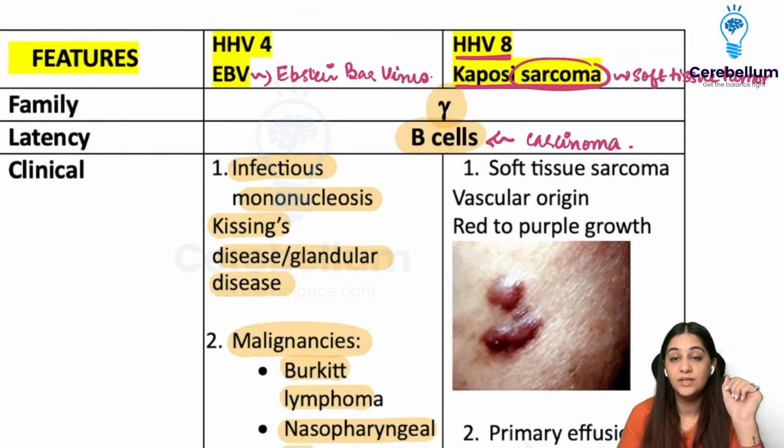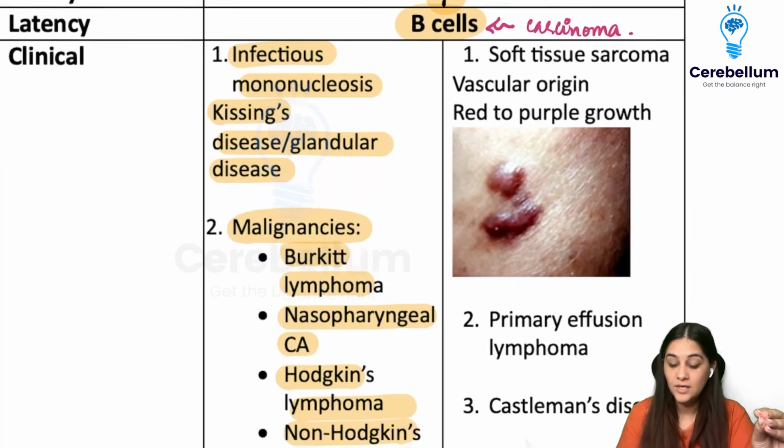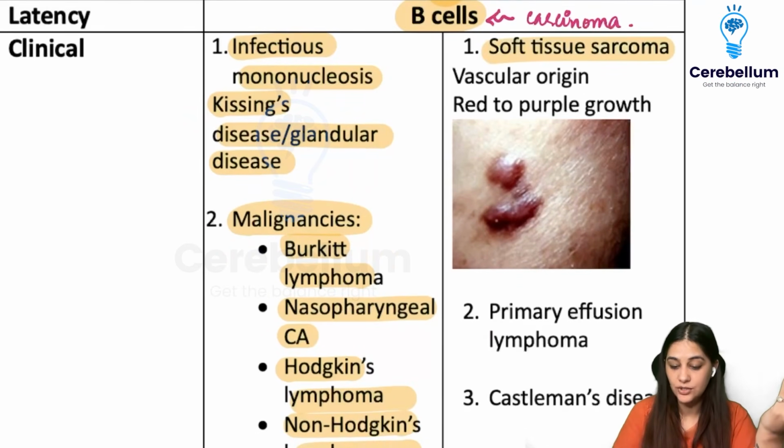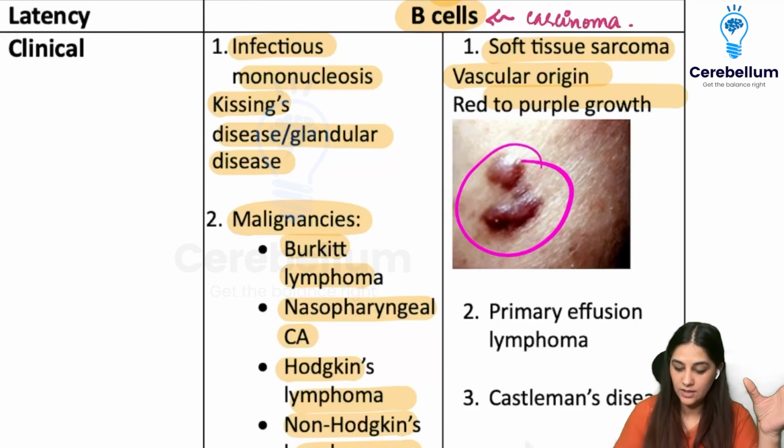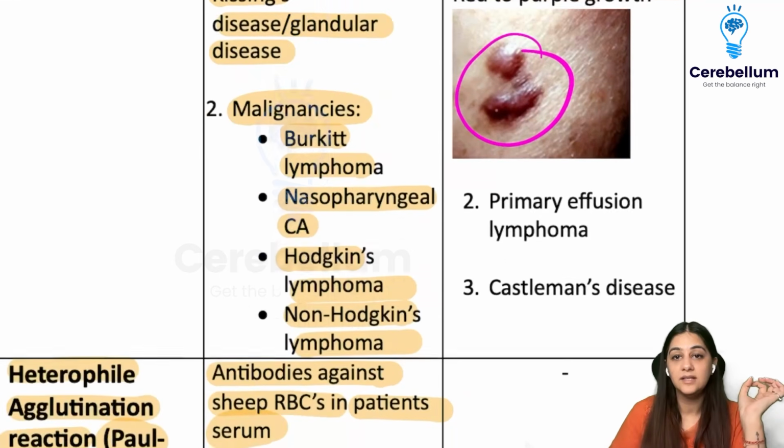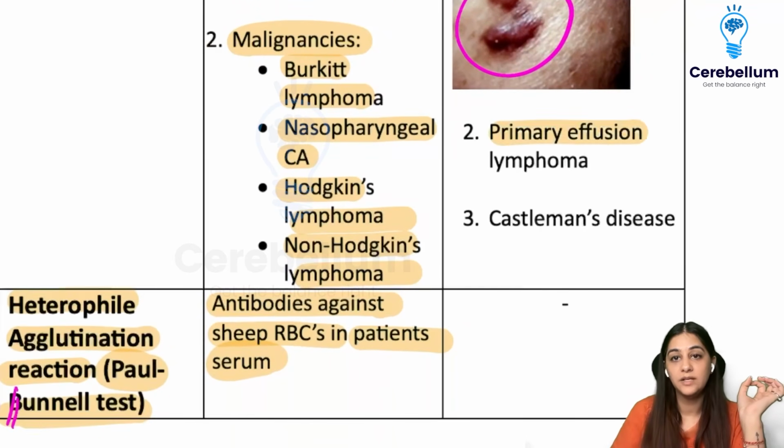Now, coming to human herpes virus 8, which is called Kaposi sarcoma. I told you it is going to be a soft tissue sarcoma of vascular origin. We're going to see purple to reddish purple growth. So, this is what it looks like. It is going to be a reddish to purple growth. Other than that, it can also cause your primary effusion lymphoma and it can also cause your Castleman's disease, right?